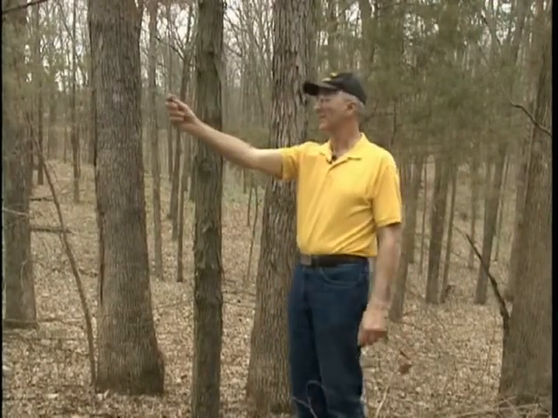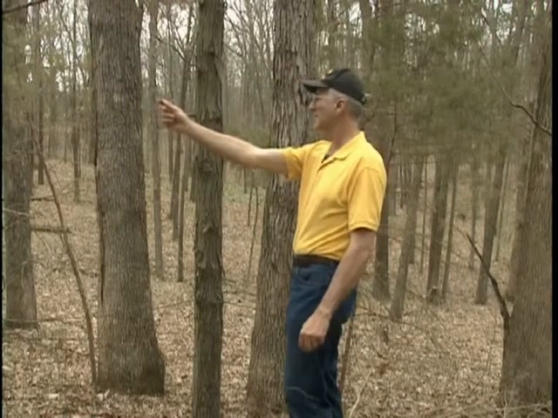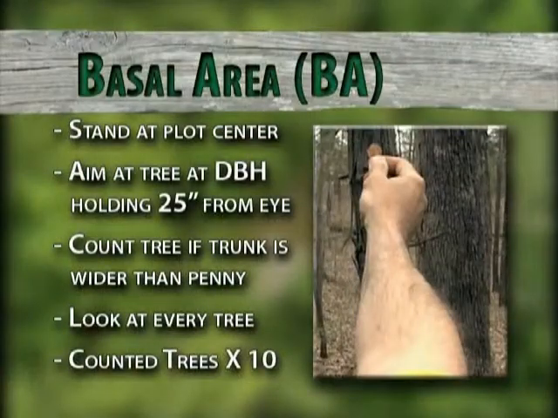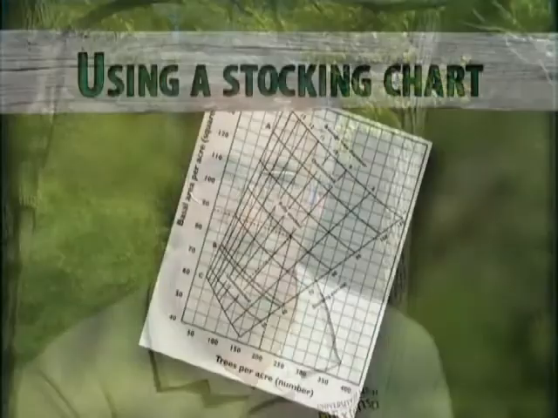If the tree's trunk is the same size, then count every other tree. The fifth and final step is to multiply the number of countable trees by 10. For example, if you counted 9 trees on the plot, the stand basal area would be 90 square feet. Measure the basal area on several plots in the stand and calculate an average stand basal area.